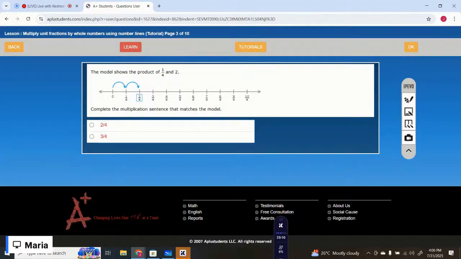The model shows the product of 1 by 4 and 2. So complete the multiplication sentence that match the model. So which is the correct option? That is 2 by 4. Option number 1 is the correct option.